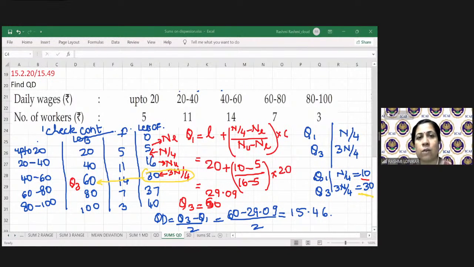Similarly, for Q3, what do I find out? I find 3n/4. From there, I find NU, NL and the 3n/4. From there, I find Q3. Okay? This is how we have to do these sums.